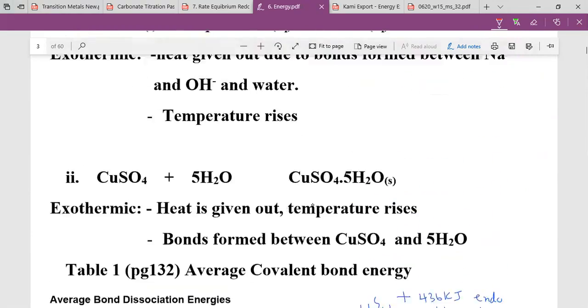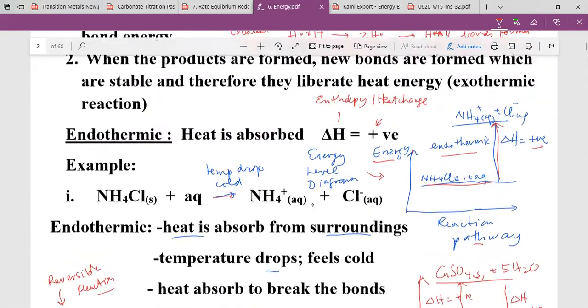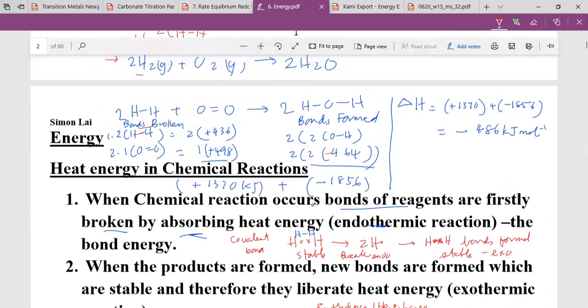Absorb heat. Okay, so here is positive. See? Right? So 2 times positive 436 is 1 bond broken. Okay, now for oxygen, O2 here, O and O, only 1 bond. This is 1 O double bond O.